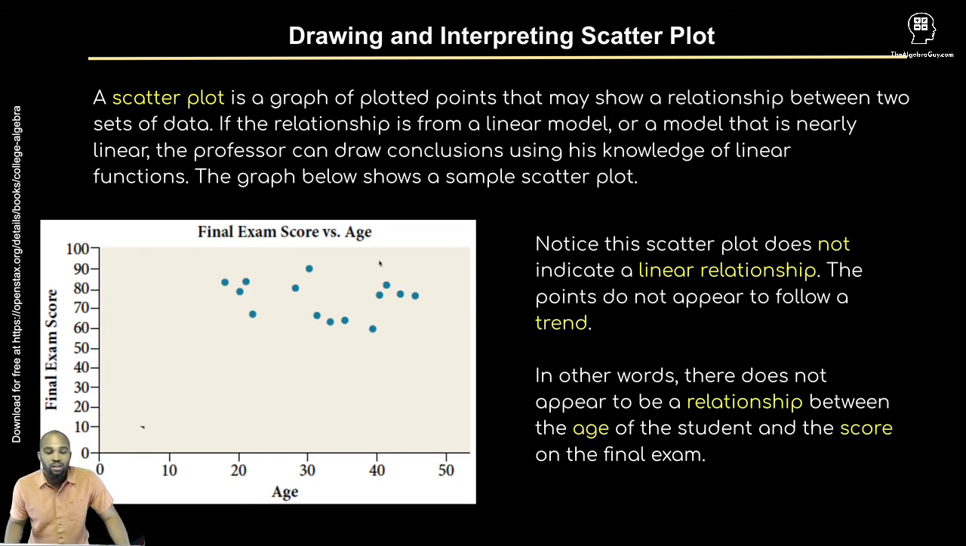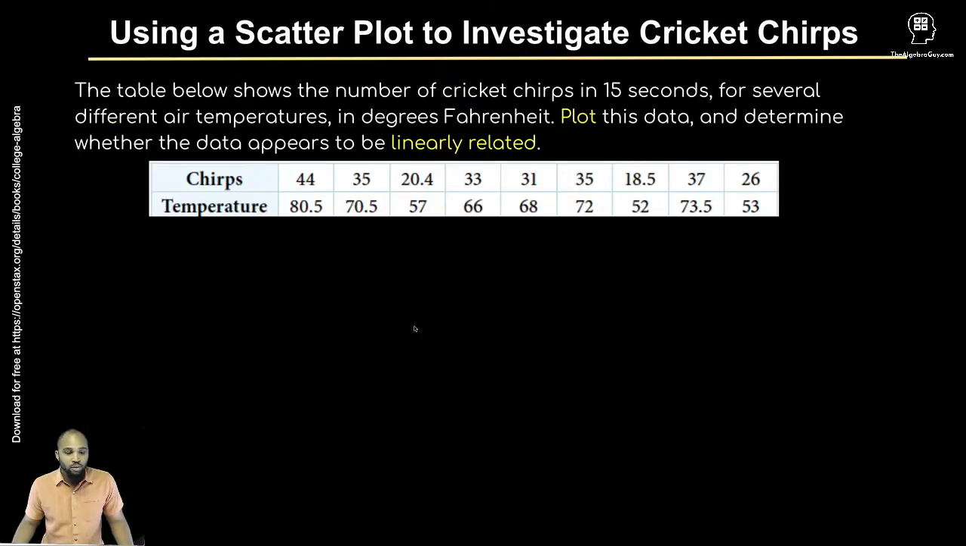Notice that this graph does not have a linear relationship, because if it did, the points would line up in such a way as to make somewhat of a line, but there is not one here. In other words, there does not appear to be a relationship between the age of the students and the final exam score, which we would expect, right? Now, if you had plotted the final exam score versus the number of minutes or hours someone studied, then there probably is a correlation between the two, but age and score, not so much.